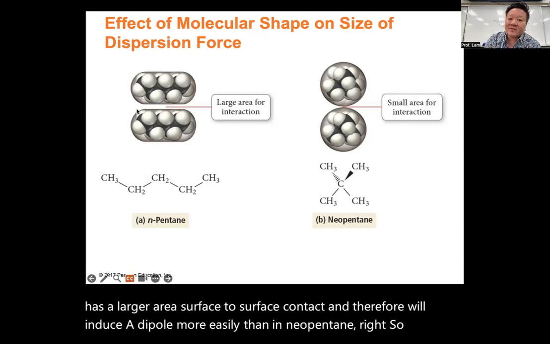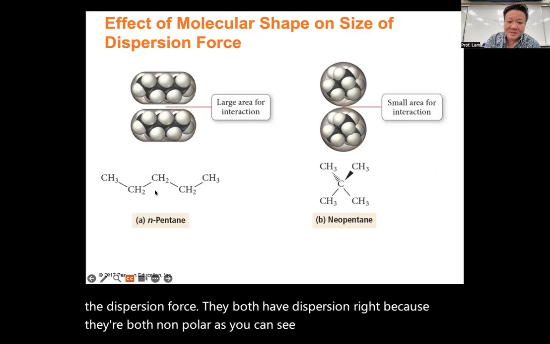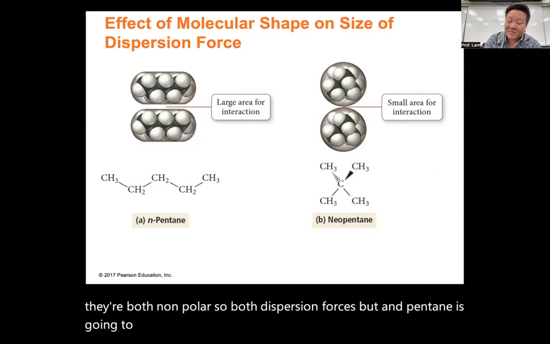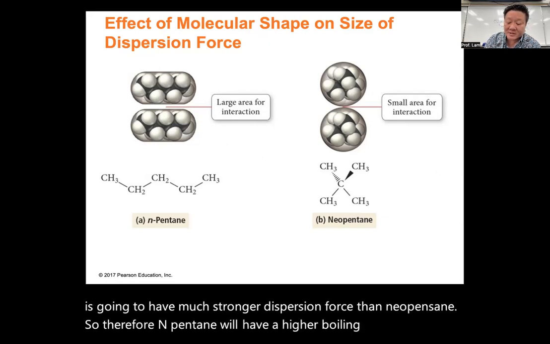So the IMF, the dispersion force, they both have dispersion, right? Because they're both nonpolar, as you can see, C-C and C-H. They're both nonpolar, so both have dispersion forces, but n-pentane is going to have a much stronger dispersion force than neopentane. So therefore, n-pentane will have a higher boiling point than neopentane.